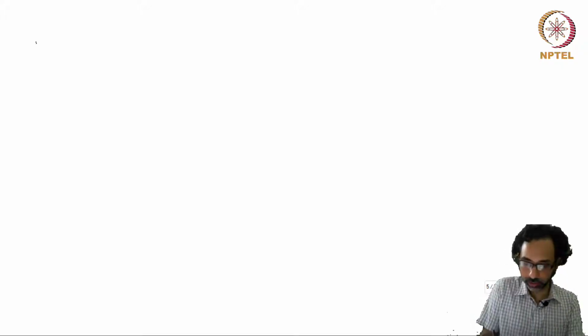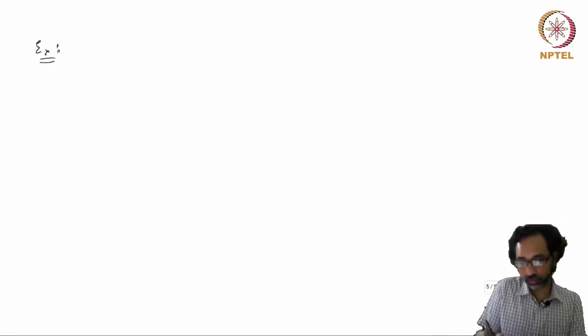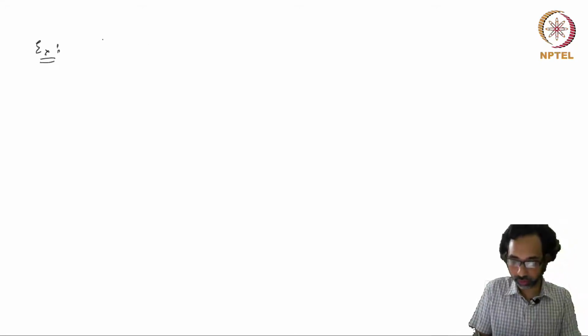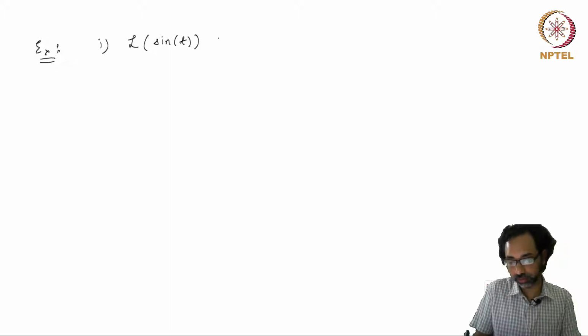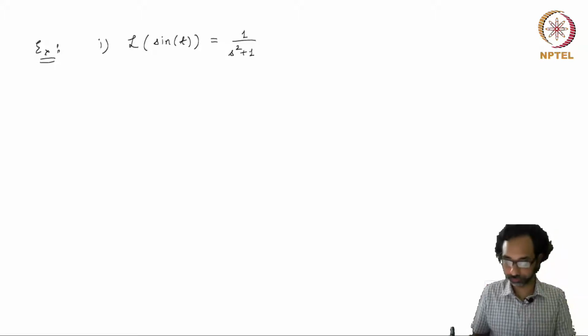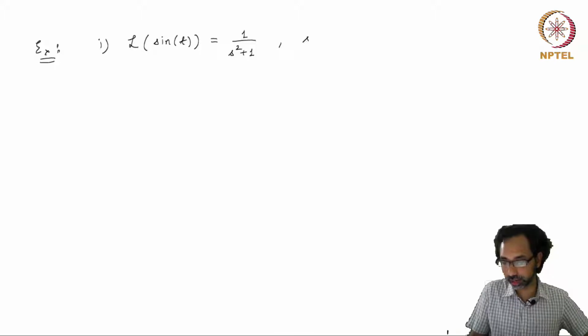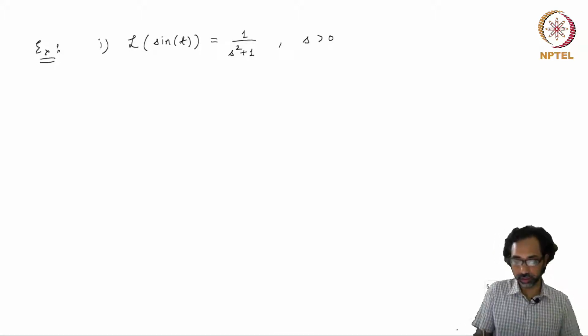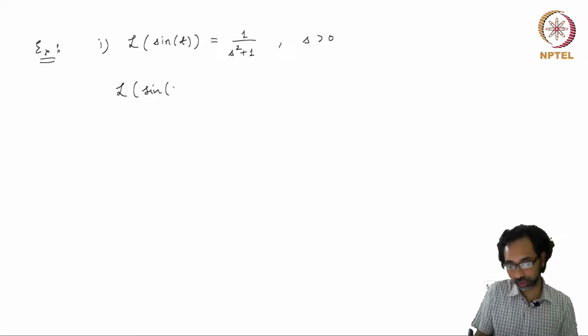Let's see an example where this is used. We have already computed the Laplace transform of sin t, which was 1 over s squared plus 1, and this is defined in the region s greater than 0. Then I would like to compute the Laplace transform of sin omega t.